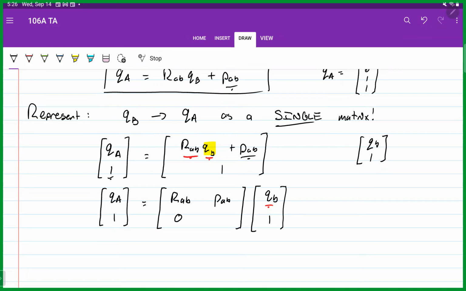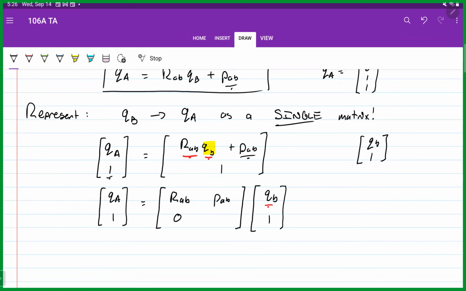So we're going to put a 0 right here to make sure we're not adding any extra QBs. And then we're going to have a 1 right there. So what this gives us is QB times RAB, which is what we want. We have 1 times PAB, which is what we want. Then at the bottom, we have QAB and 0, right? We don't want to get any extra QBs. And then we have 1 times 1. So then we get QA and a 1 underneath.